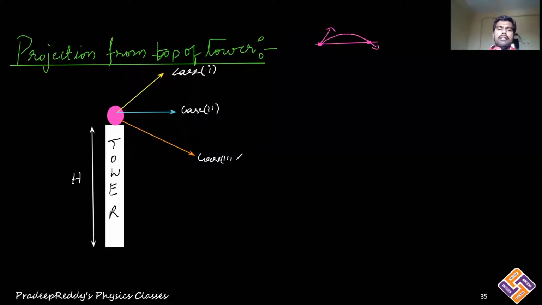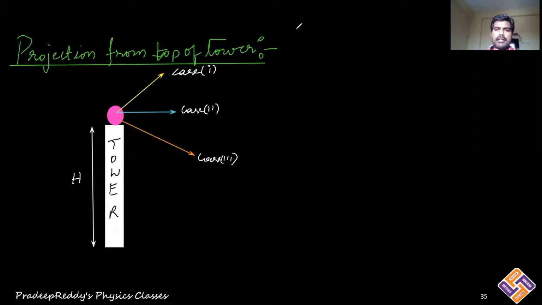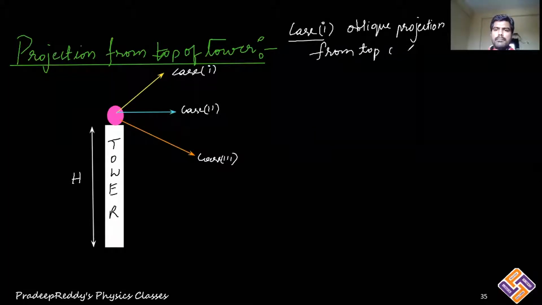Okay, and the first case which we are considering is oblique projection from top of the tower. So case 1 is called oblique projection. That means you are standing on the top of the tower and you are projecting it obliquely. Obliquely in the sense it is making some angle theta with respect to x-axis.